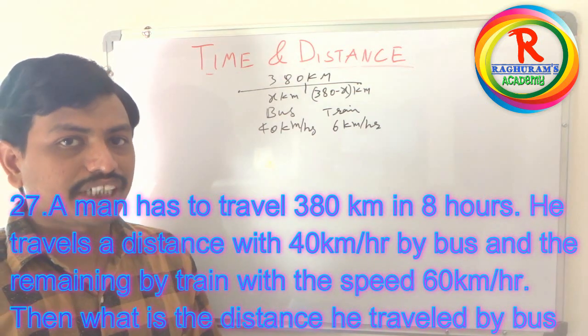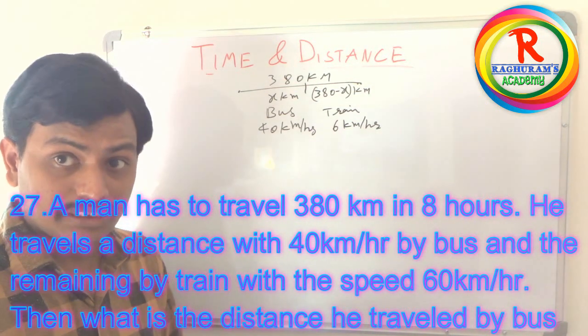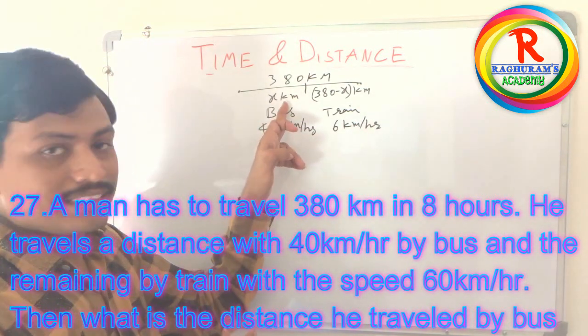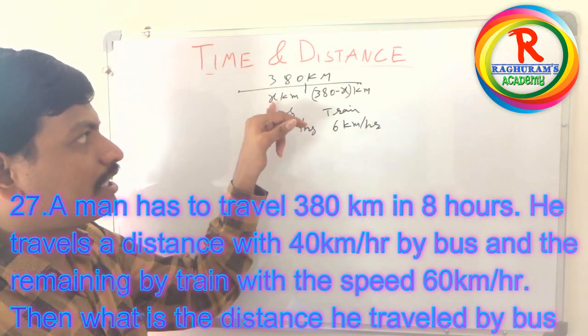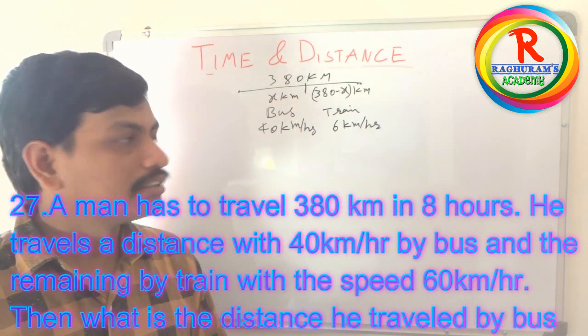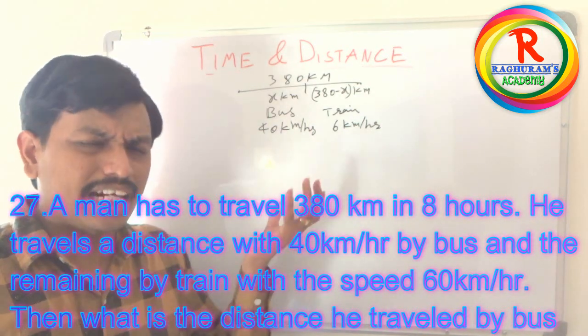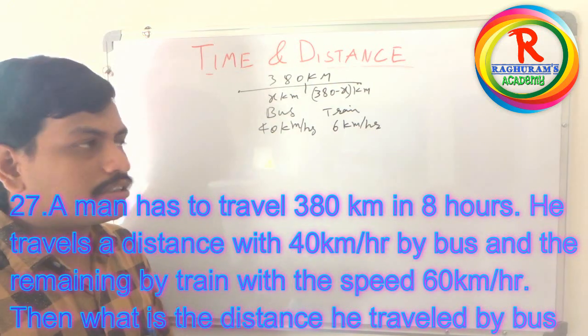Okay, he has to travel in 8 hours. Suppose he traveled in 8 hours. So we need to find x, that is the distance he traveled by bus. So this can be solved in two ways, a shortcut formula way and another normal way. Let us first find the normal way. Later I will tell you the shortcut way.